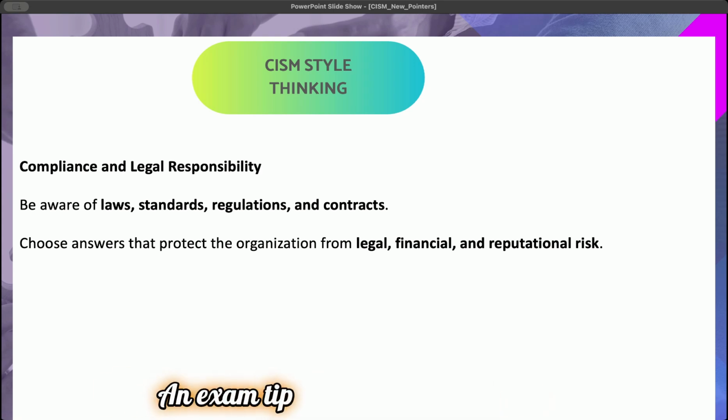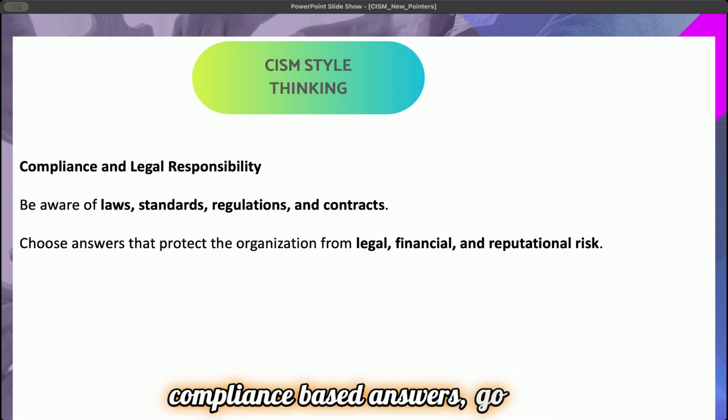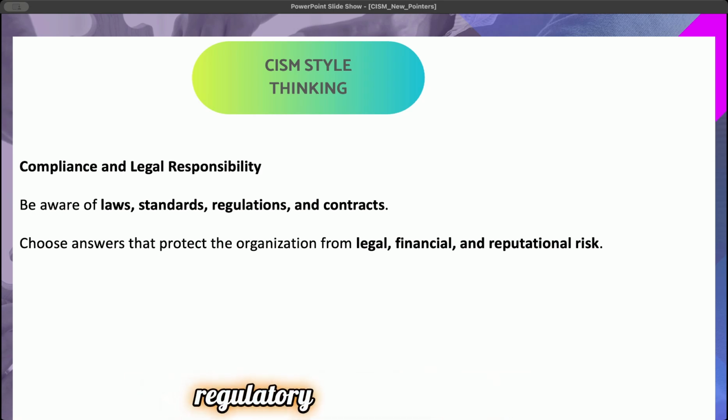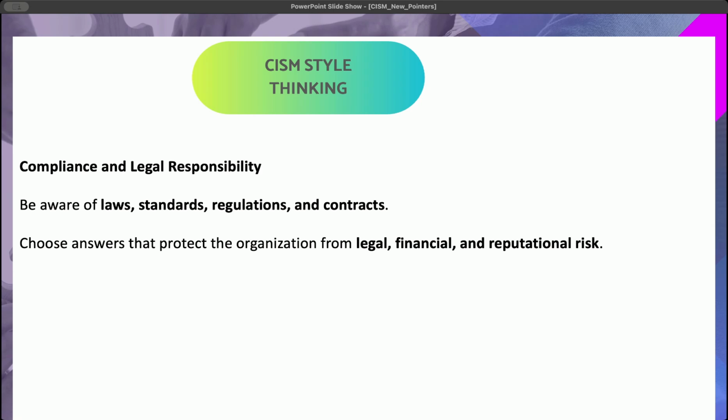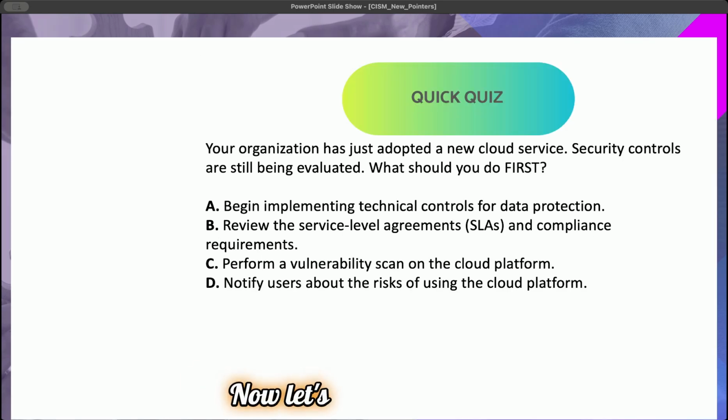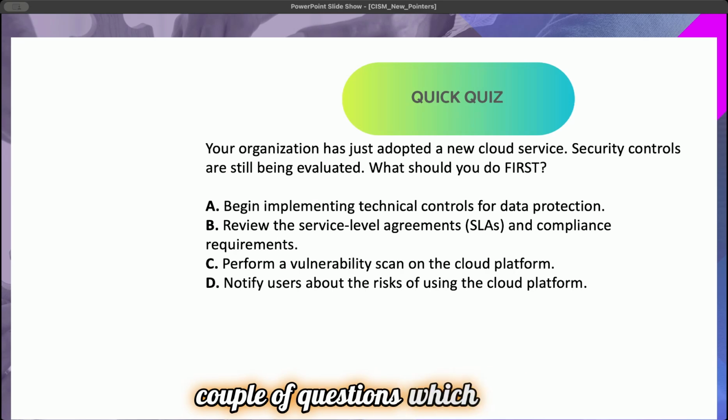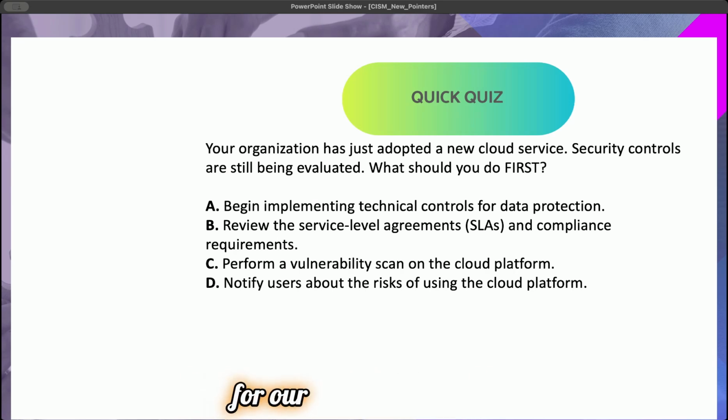An exam tip: when you are stuck between technical or compliance based answers, go with the one that addresses regulatory or contractual obligations, protects the customer trust, and minimizes the business liability. Now let's jump into a couple of questions which will bring more clarity for our discussion.